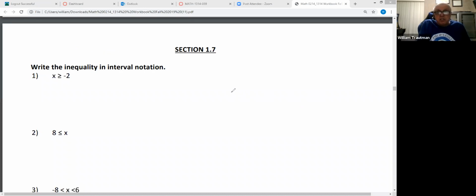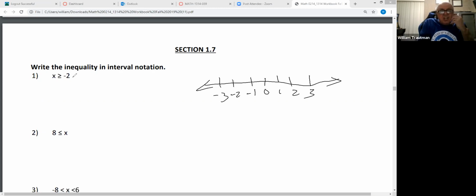Here's a line, a graph, and on the x-axis, here's 0, 1, 2, 3. On the other side of 0, you get -1, -2, -3. Write the inequality in interval notation. So first I want to graph it. X is greater than -2. Here's -2.